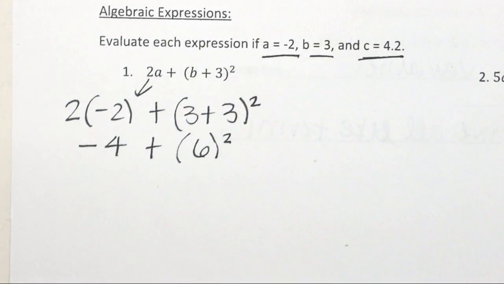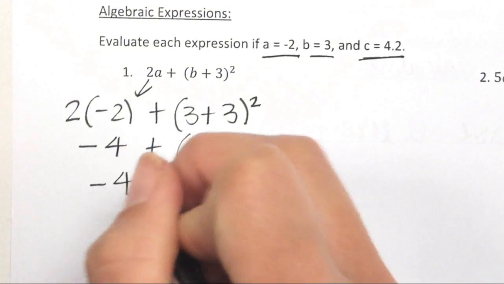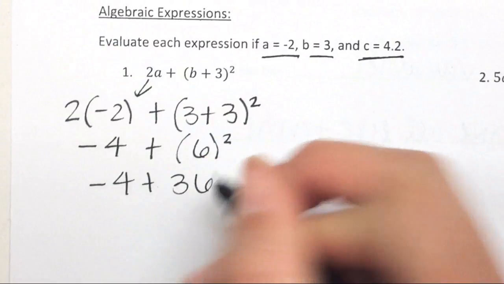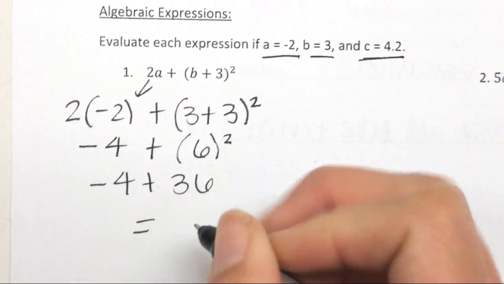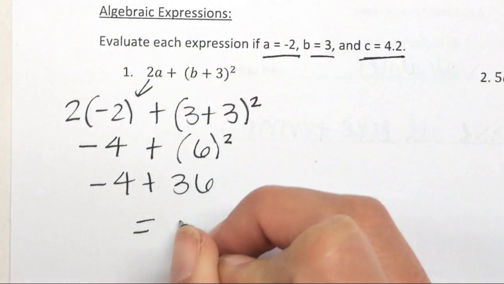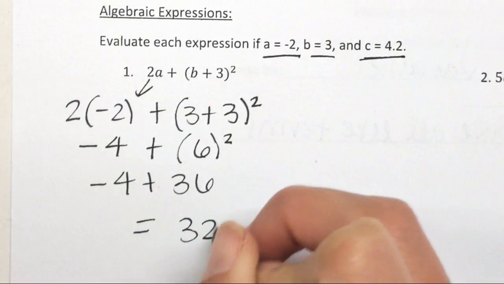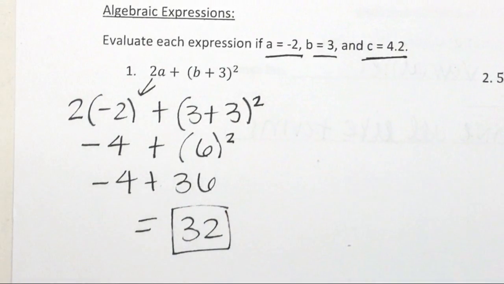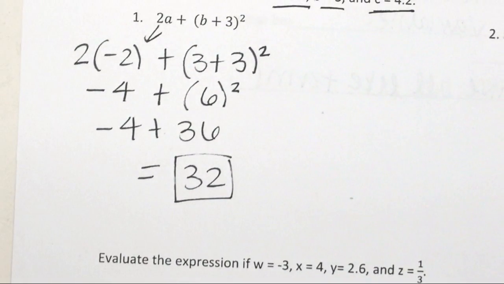And now we take care of what, Cyrus? Exponents. So this will be -4 plus, and then finally -4 plus 36. What now? Very good. Any questions on that one? Alright, we will do a few more together.